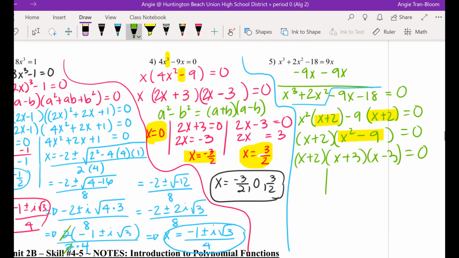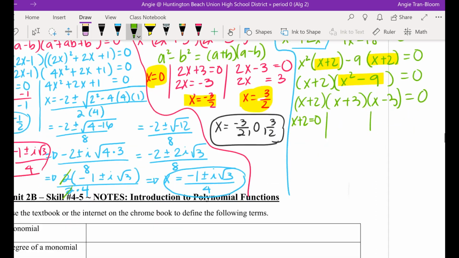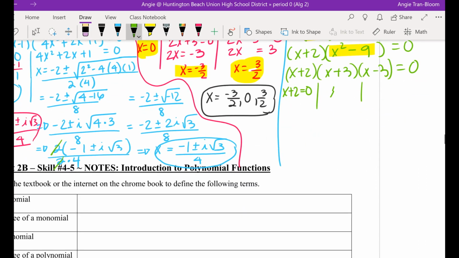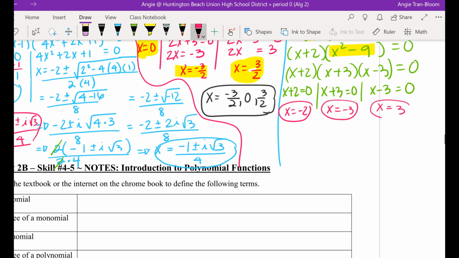Now, set each factor equal to 0. x plus 2 equals 0. x plus 3 equals 0. x minus 3 equals 0. And then we just solve for x normally. Subtract 2 from both sides. I get x equals negative 2, which is one answer. Subtract 3 from both sides. I get x equals negative 3, the second answer. Add 3 to both sides. I have x equals 3.